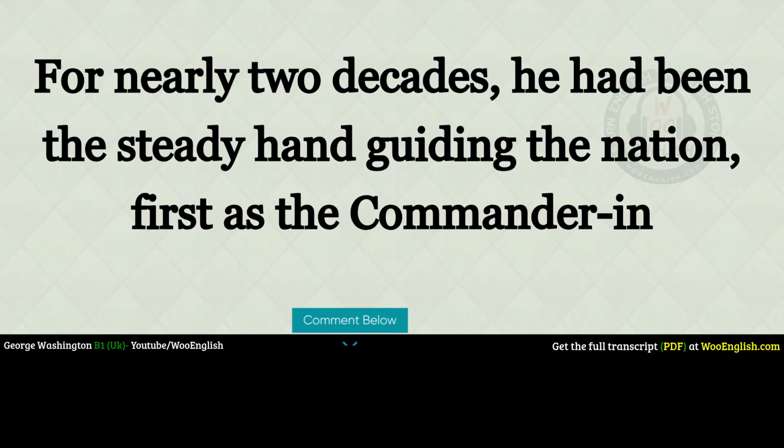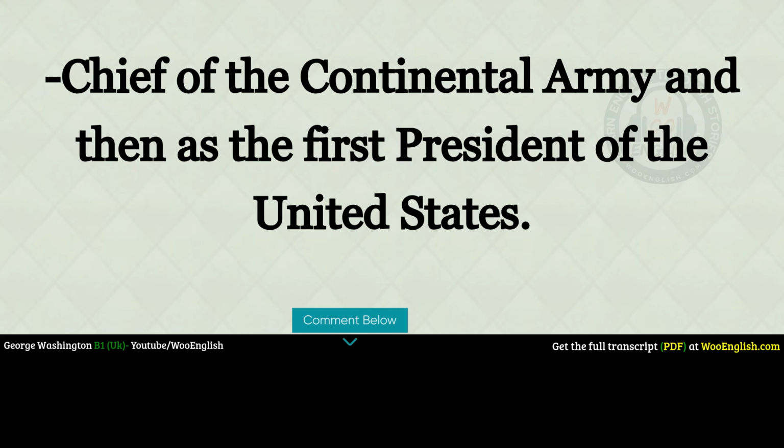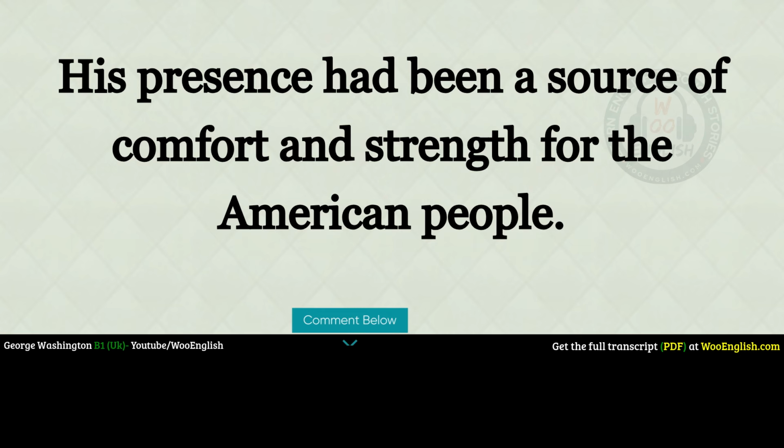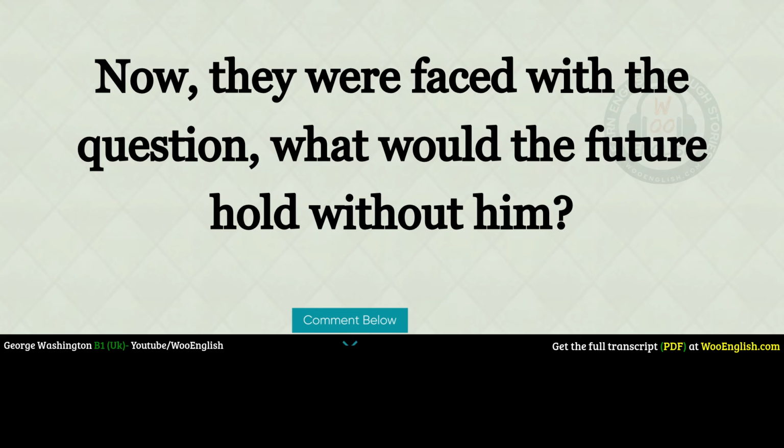For nearly 2 decades, he had been the steady hand guiding the nation, first as the commander-in-chief of the Continental Army and then as the first president of the United States. His presence had been a source of comfort and strength for the American people. Now they were faced with the question, what would the future hold without him?